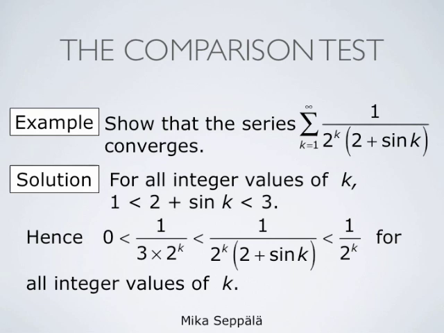If in a positive expression we make the denominator smaller, then the whole expression becomes larger. Therefore, 1 divided by 2 to the power k times (2 plus sine of k) is less than 1 divided by 2 to the power k, and it is of course also positive. So this double inequality holds for all integer values of k.